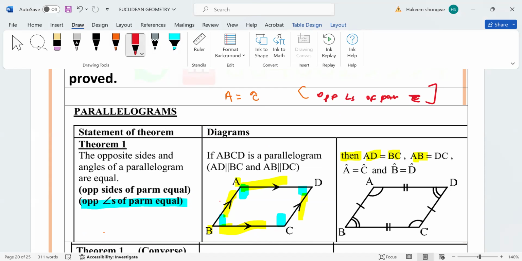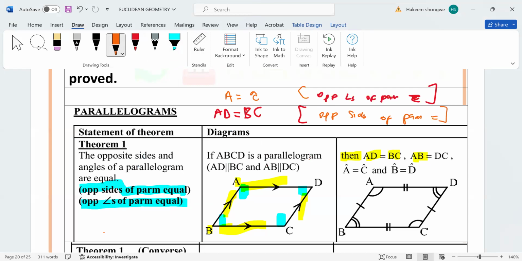What else is true that they didn't write on this diagram? You can say AD is going to be equal to BC. And if I ask you, why are you saying AD is equal to BC? That one is also simple. Look at this one here. You say we have opposite sides of a parallelogram equal.